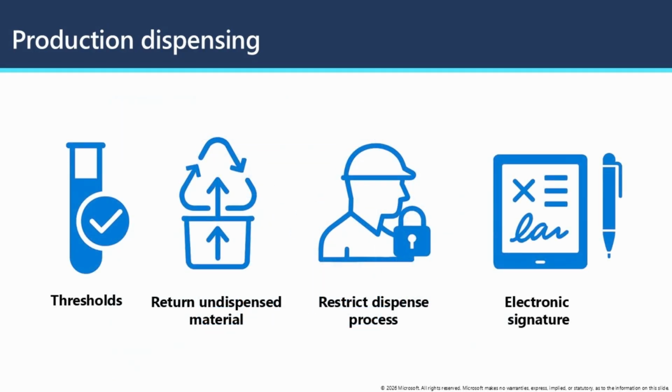conditions. To support the regulated dispensing process, you can take these actions. Set up thresholds for over-dispensing and under-dispensing. In this way, you help maintain compliance and quality by ensuring that the correct quantities are dispensed. Configure the system to automatically return any remaining undispensed materials to inventory. Restrict the dispensing process to workers who are authorized to perform it. In this way, you ensure that only trained and qualified personnel handle the materials. Require that workers use an electronic signature to sign off on the dispensed quantities.